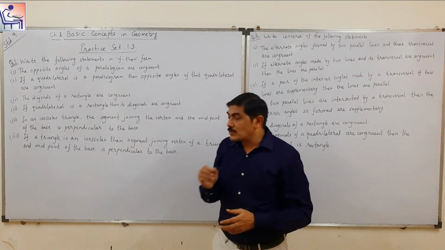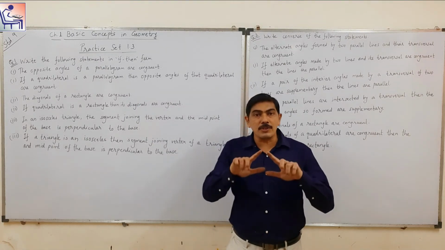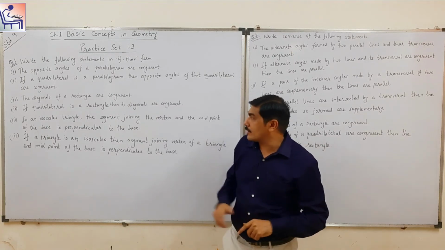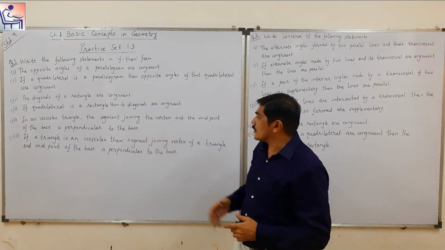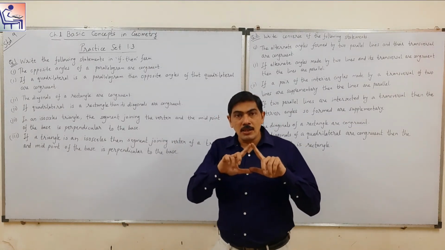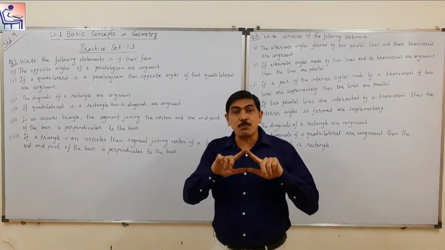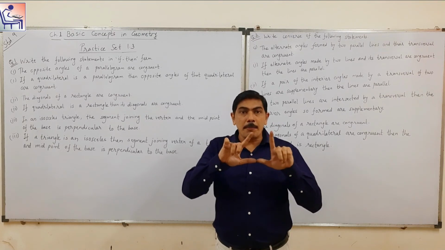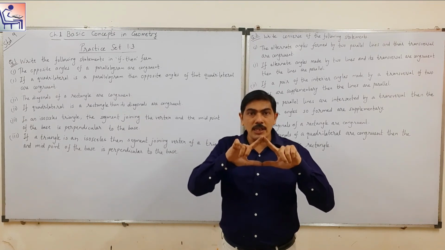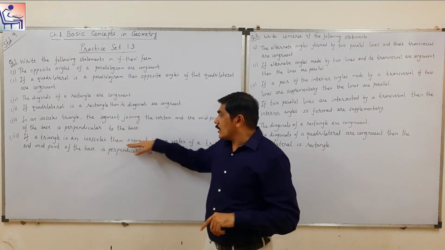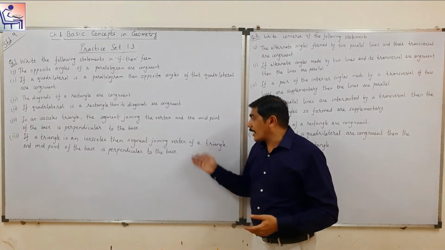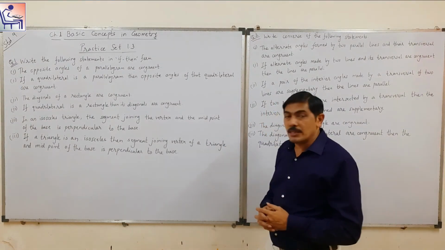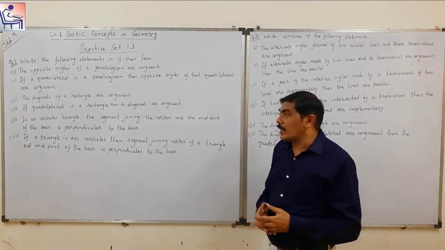Now third, in an isosceles triangle, the segment joining the vertex and the midpoint of the base is perpendicular to the base. The triangle which has two sides equal, what do we call it? Isosceles triangle. The line passing from the vertex to the midpoint of the base. So here you can see the midpoint of the base. Then, if a triangle is isosceles, then the segment joining the vertex of the triangle and the midpoint of the base is perpendicular to the base. So we converted this statement into if-then form.